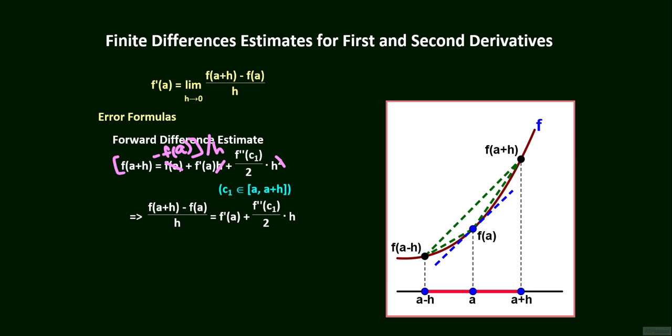If f double prime is continuous or at least bounded, then the error for the forward difference estimate is of order h.